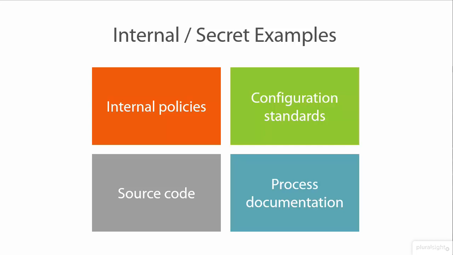Source code would be similar to configuration standards, as some organizations might have highly restricted who can access their source code, while other organizations would have a wider internal user population maintaining access to it. Process documentation is similar to internal policies, in that you want internal users to be able to access this information to help them perform their roles' functions.